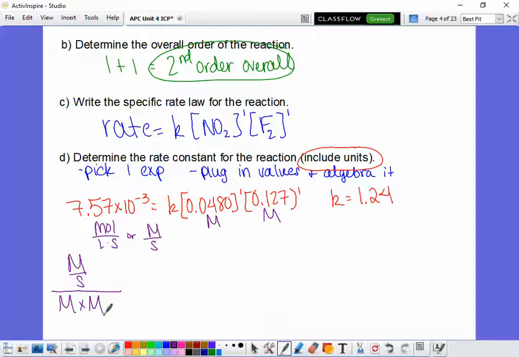So let's reduce that down. One of our molarities cancels, right? But our other one doesn't. So we end up with 1 over seconds over molarity, which reduces or simplifies to what? 1 over molarity times seconds, or seconds times molarity. Or if you had left it as moles per liter, you would have gotten liters over mole second. Either one. Because if molarity is moles per liter, 1 over molarity would be liters over moles.